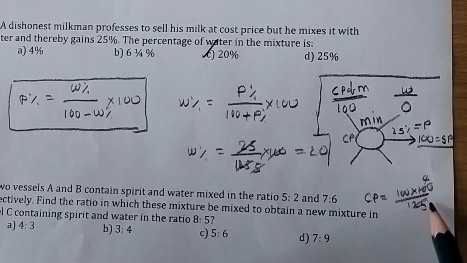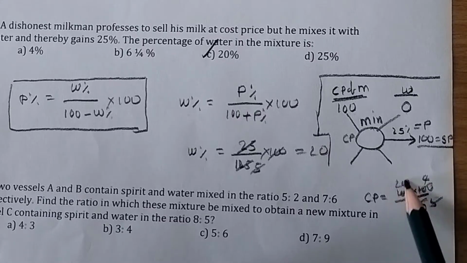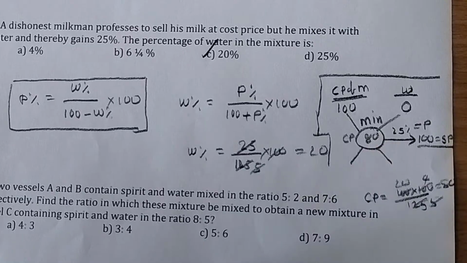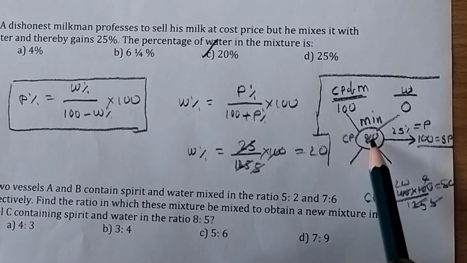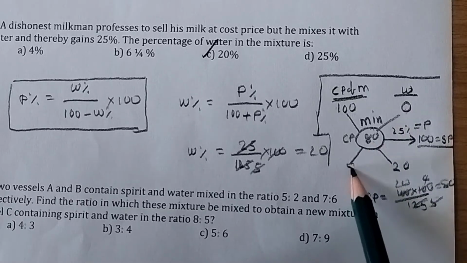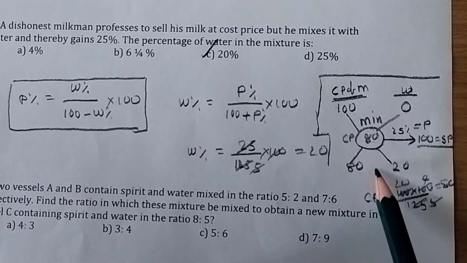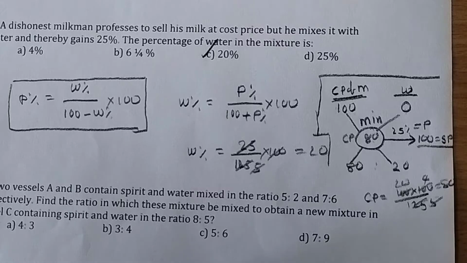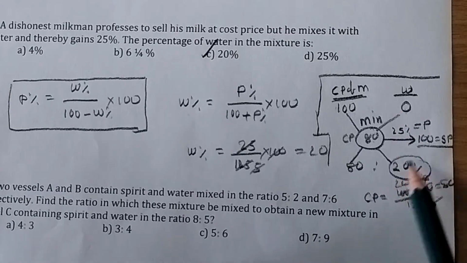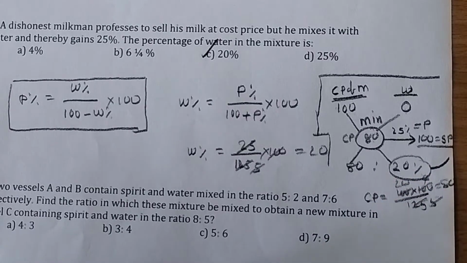This is 4, this is 5, this is 20, now this is 80. Now the mixture milk cost price is 80. The difference between these two is 20, and the difference between these two is 80. So what is the water percentage? 20%. So this is the way we can find out the answer.